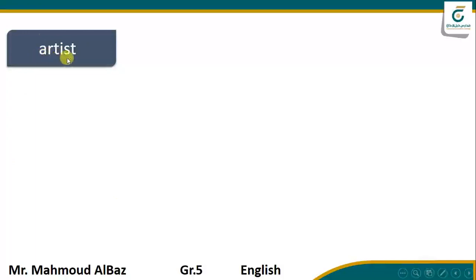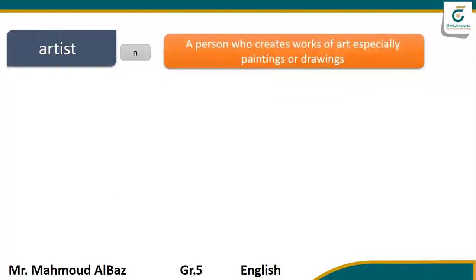Artist, which means someone who does art. And you see the meaning. This is a noun, by the way. The person who creates work of art, especially paintings or drawings. Yes, excellent. Again, the word artist.